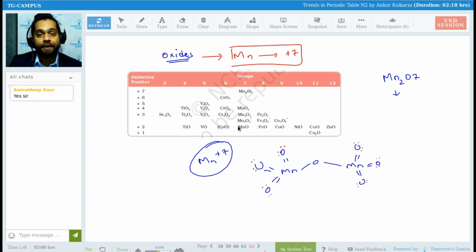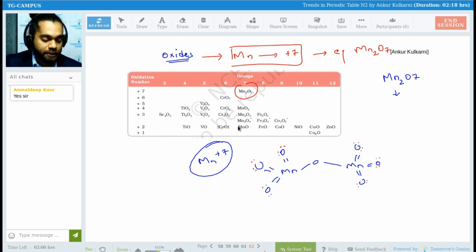Let us go ahead. Write down this also, Mn2O7, as an example of Mn +7.